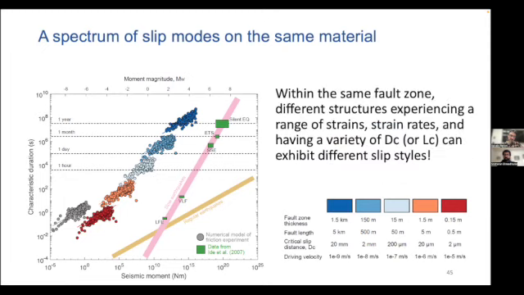And so what I'm trying to make a case for is that within the same fault zone, different structures experiencing a range of strains and strain rates, and having a variety of d sub c's or critical slip distances, are able to exhibit a variety of slip styles, which I think is really neat. And all we had to do was vary the critical slip distance simultaneously with the fault zone width in some fashion.